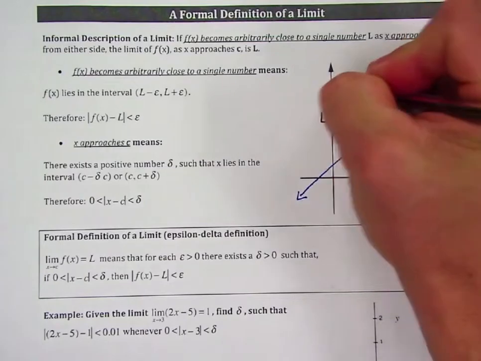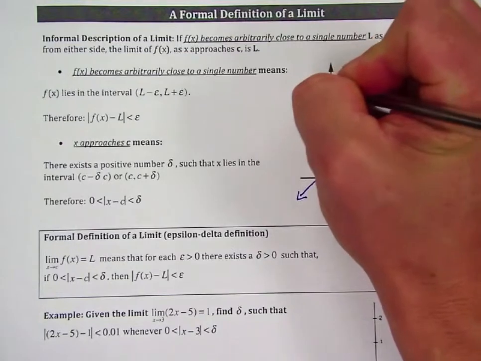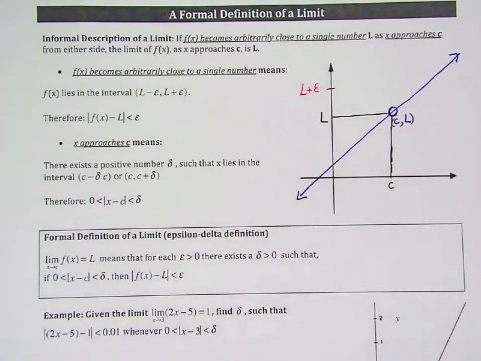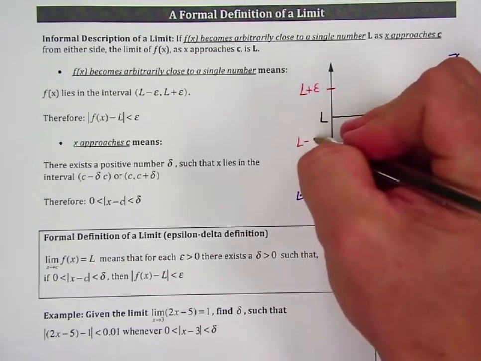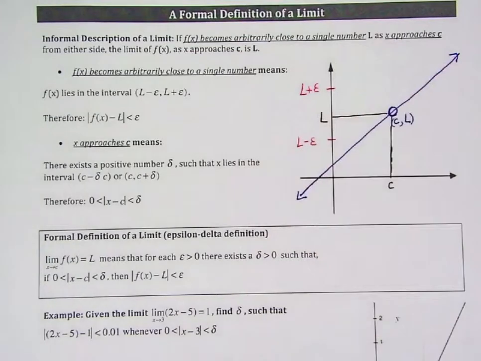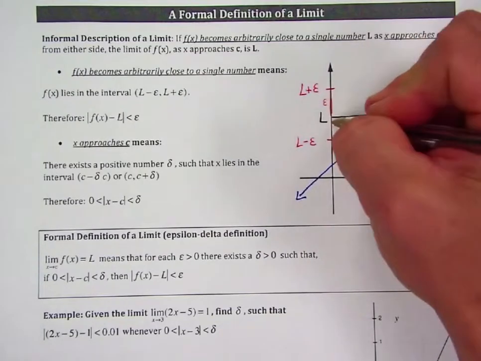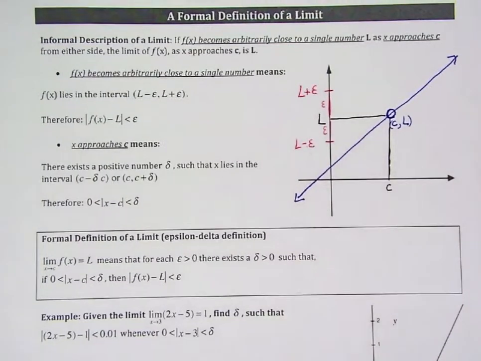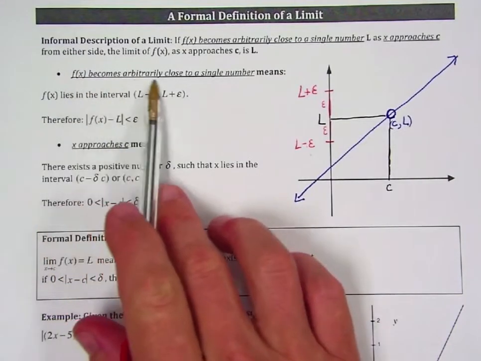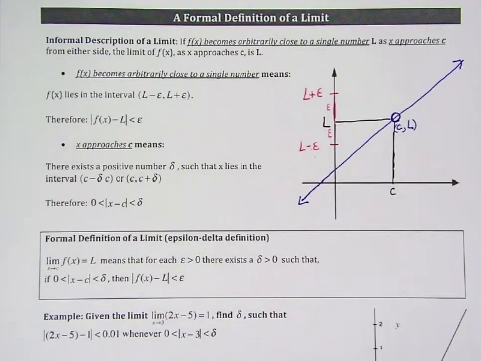We're going to call this arbitrary number L plus epsilon. We're going to call this number L minus epsilon. So what that means is this length right here is epsilon, above it and below it, and it gives us these two points, L minus epsilon and L plus epsilon. And that's what it means to say f of x becomes arbitrarily close to a single number. It means it's somewhere in between here. And that's all we're talking about.